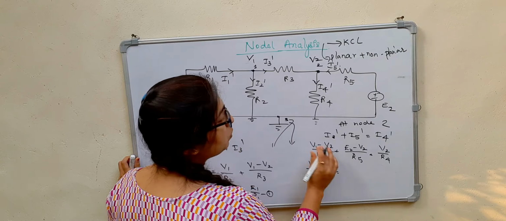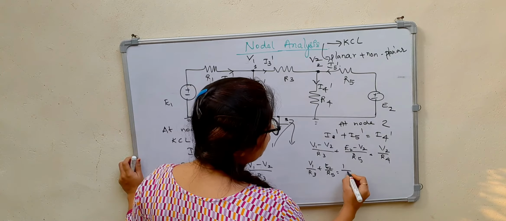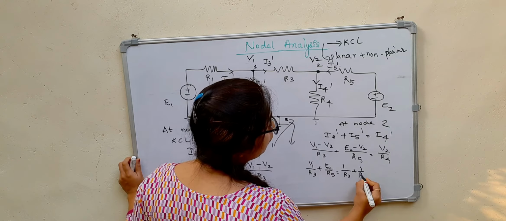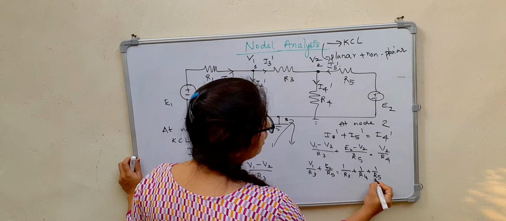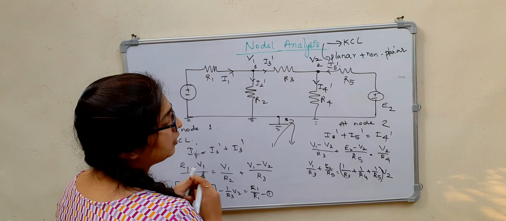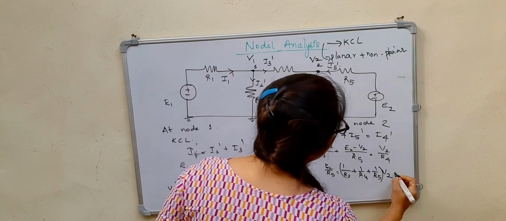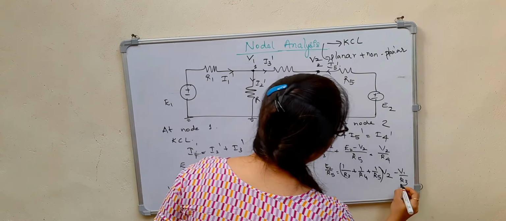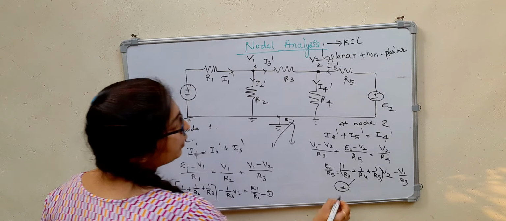So if all the V2 terms go to the right side, we will have 1 by R3 plus 1 by R4 plus 1 by R5 into V2. If V1 by R3 goes to the right hand side, it becomes minus 1 by R3 times V1. Okay, so this is your second equation.